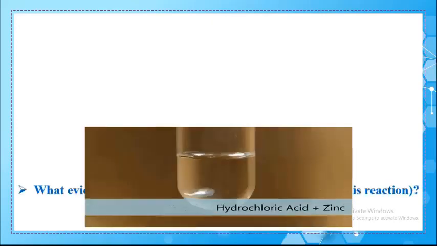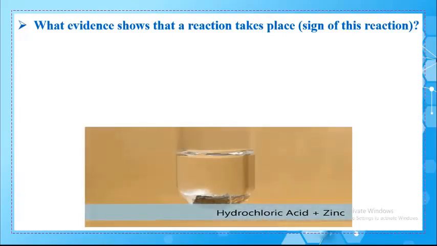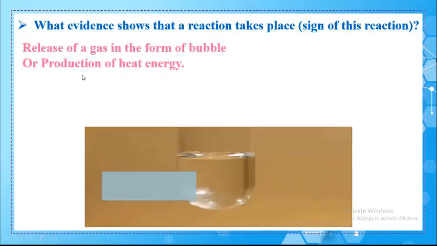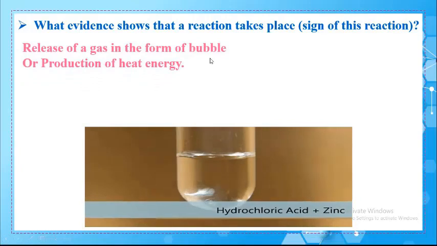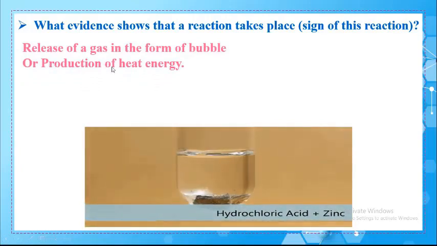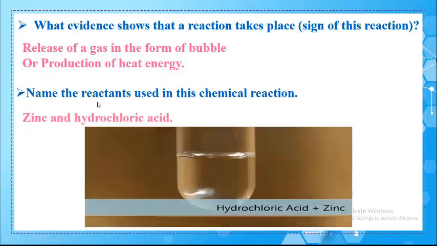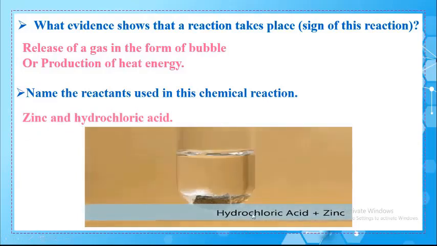Now, let's answer some questions and don't forget to pause the video. What evidence showed that a chemical reaction is taking place? Yes, look here. What are these? And remember the video? Good! Release of gas in the form of bubbles, or we can say production of heat energy when the temperature increases by itself. Name the reactants used in this reaction. Yes, reactants, the starting materials. What are they? Wonderful. Zinc and hydrochloric acid.